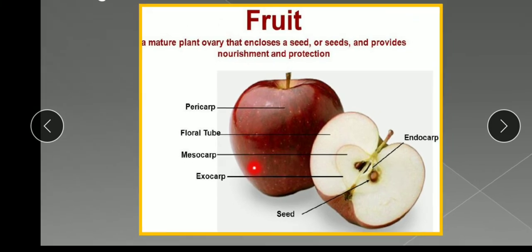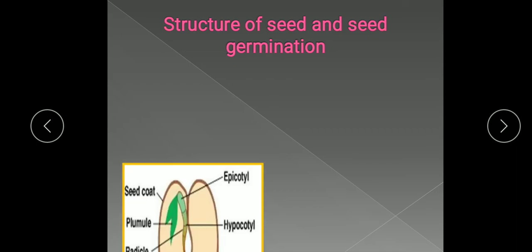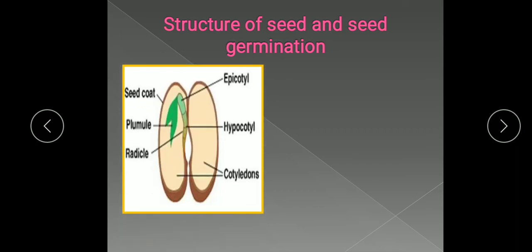Now let me see the structure of the seed. What does a seed contain? A seed contains a potential embryo plant. This is the embryo plant present in the seed. This embryo contains the tiny root, which is termed the radicle, and a small shoot, which is known as the plumule. So the plumule and radicle together form the embryo plant.